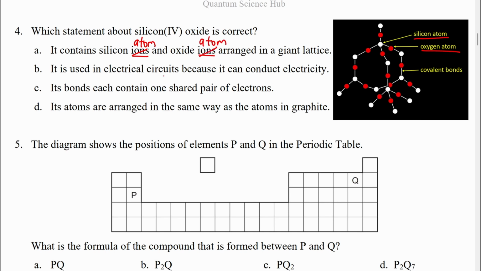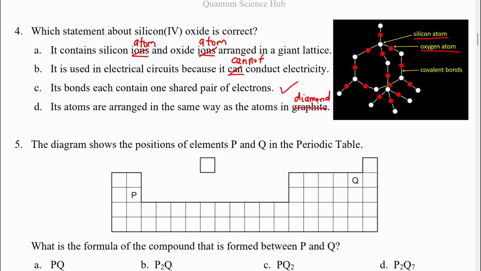It is used in electrical circuits because it can conduct electricity. No, it cannot conduct, right? Because it does not contain free moving electrons. Its bonds each contain one shared pair of electrons. And yes, that's correct. And each atom is arranged in the same way as the atoms in graphite. No, it's not graphite, right? But it should be diamond.